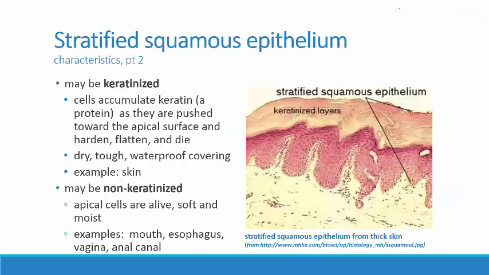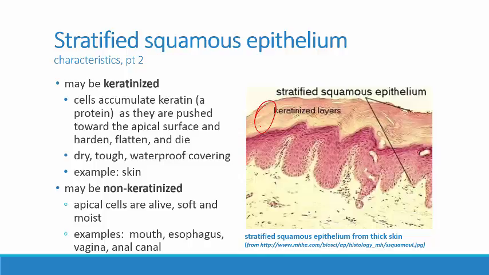So some stratified squamous epithelia may be keratinized. That means that the cells toward the apical surface are stuffed with keratin. This is a protein. It's a waterproof, white-colored protein. And as the cells are pushed toward the apical surface, those cells will flatten and harden. With all of this keratin put in there, we'll start losing organelles because there's no room for organelles with all the keratin in there, and the cells will eventually die.